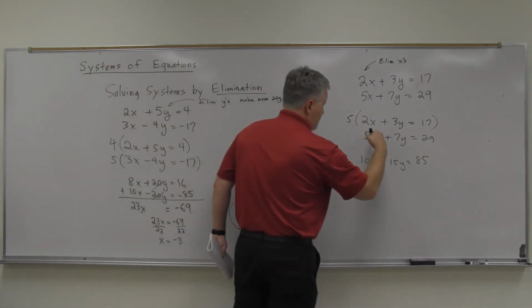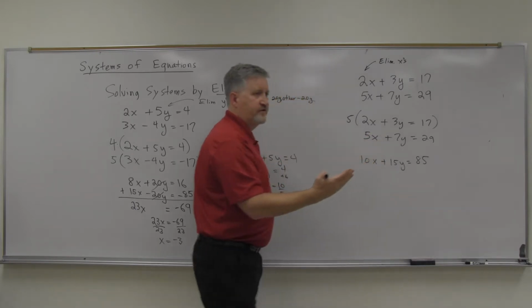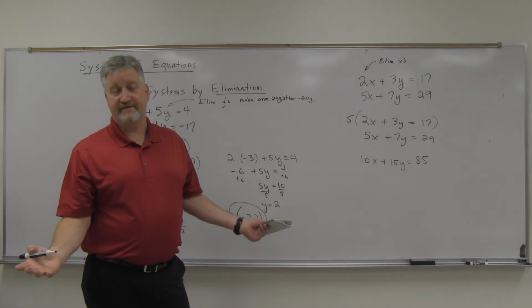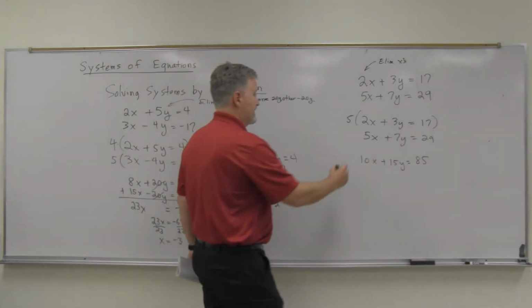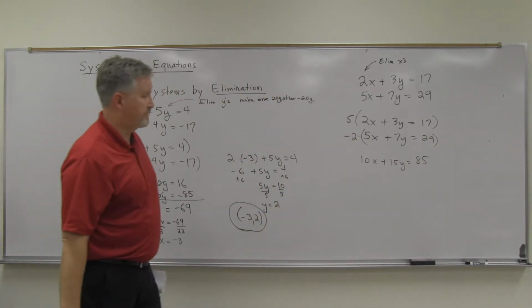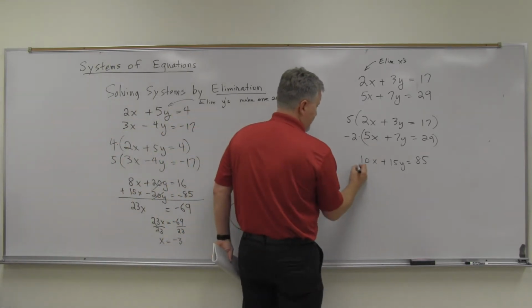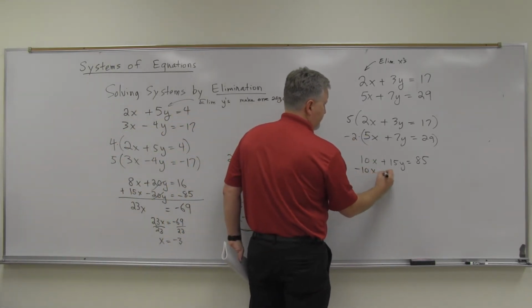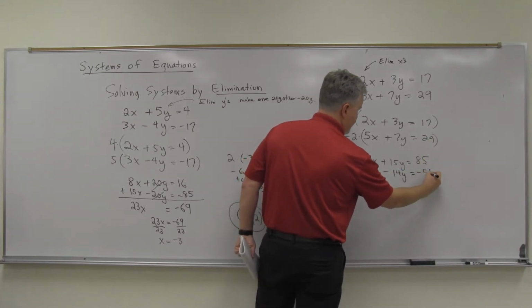But the other point on this is I've got 5x, so I need to multiply by 2, but they need to be opposite. And so I also have to multiply that one by -2, don't I? So yeah, sometimes you might have to multiply by a negative to get the elimination to happen. All right, so it'd be -10x minus 14y. Well, that's going to work out nicely. Equals -58.